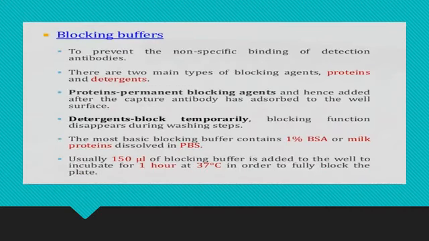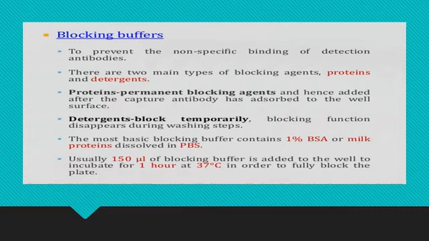So after coating the plate we need to add a blocking buffer. So to prevent the non-specific binding of detection antibody, there are two main types of blocking agent, protein and detergent. Protein permanent blocking agent and hence added after the capture antibodies has adsorbed to the well surface, and detergent block temporarily so it is not long lasting. Blocking function disappears during washing step.